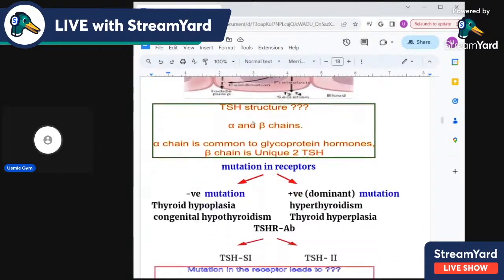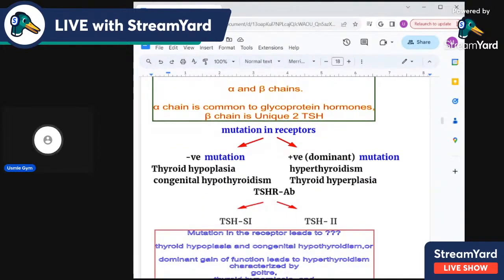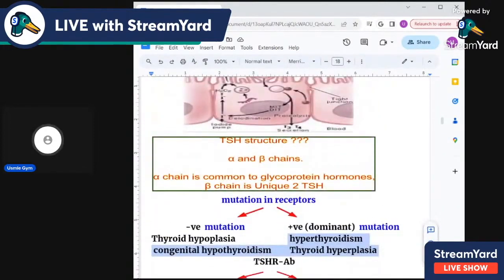TSH structure has two chains, alpha and beta. The beta chain is unique to TSH. The alpha chain is like other glycoproteins. There may be a mutation in these TSH receptors. It may be a negative mutation or a positive, dominant mutation. If it's a negative mutation, it causes thyroid hypoplasia and congenital hypothyroidism. If there is a dominant mutation in the receptor, it causes hyperthyroidism and thyroid hyperplasia. So this is the TSH mutation.